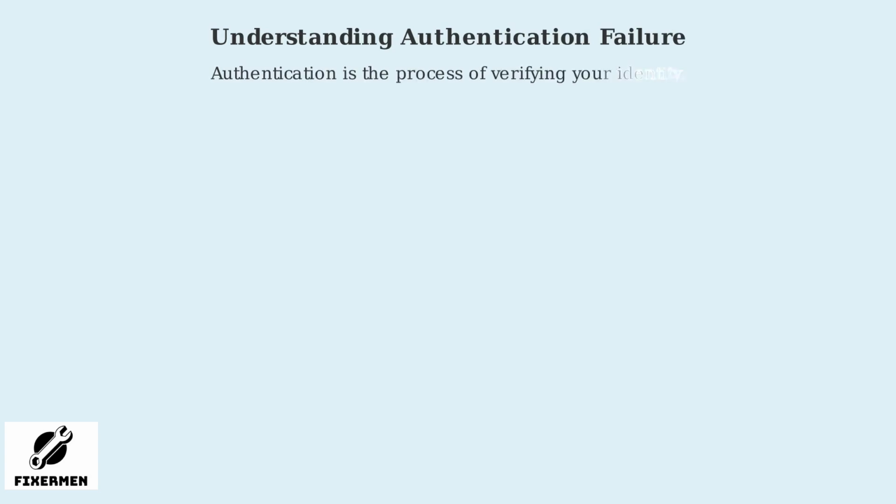Authentication is the fundamental process of verifying your identity before granting access to an account or system. When you log into Robinhood, this verification ensures that you are who you claim to be. Error 310 specifically signals that this verification process has failed, preventing you from accessing your trading account.